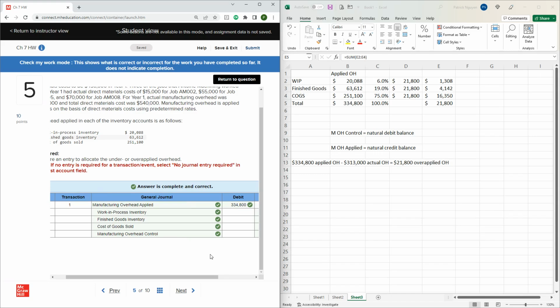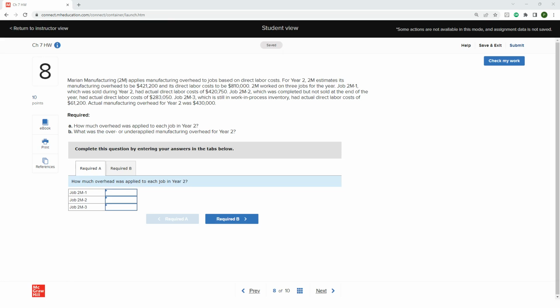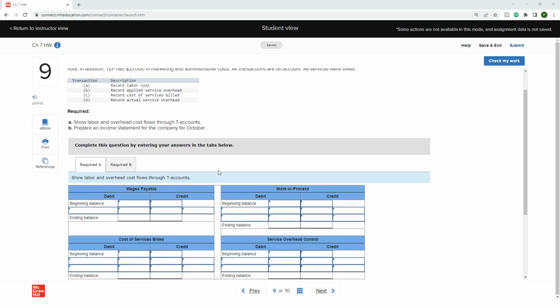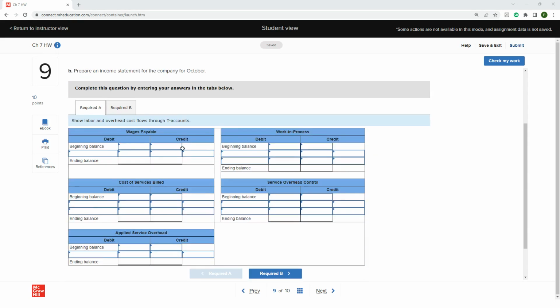Question 9. Looking at parts A and B, it wants us to show labor and overhead cost flows through T accounts. The T accounts at the bottom are wages payable, work in process, and cost of services billed. Cost of services billed is another term for cost of goods sold, except that cost of goods sold is used generally for a manufacturer or a retailer, and cost of services billed is for a company that has more of a service type of product rather than actual physical goods.